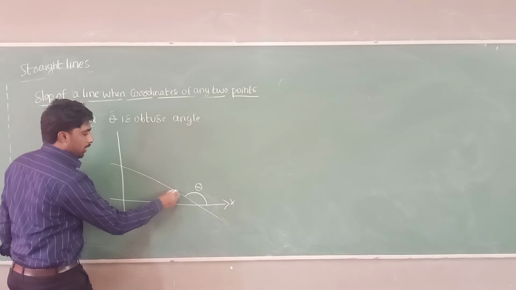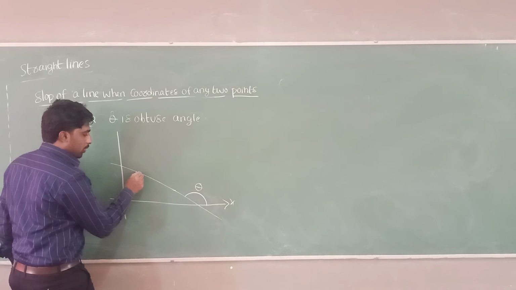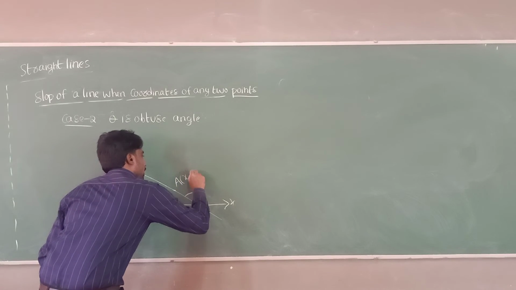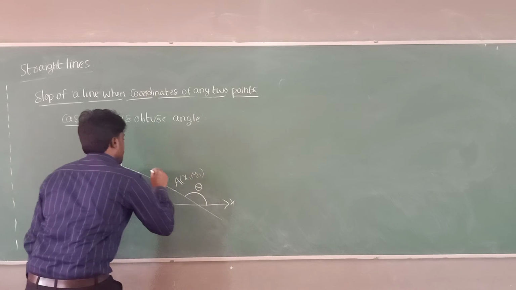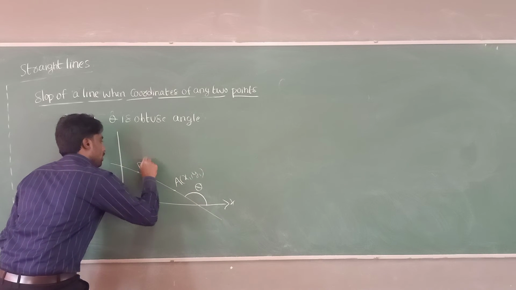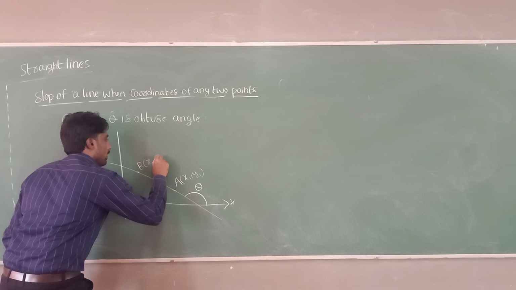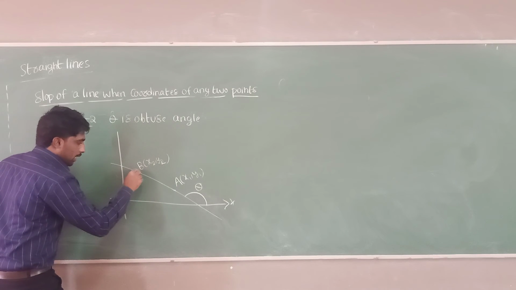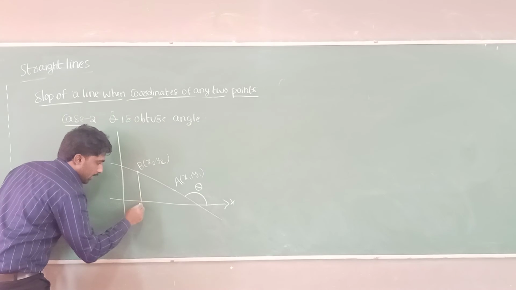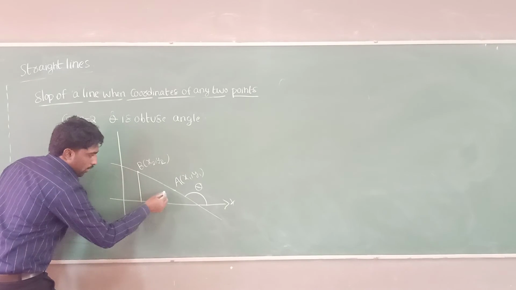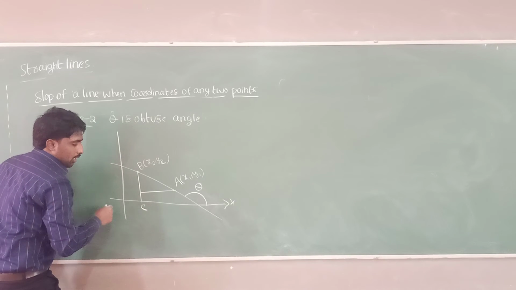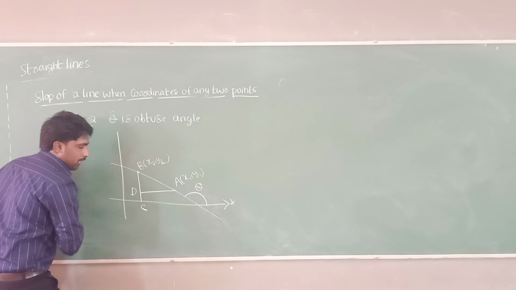Now this is the point A and this is the point B. All of you note down. This is point A, x1 comma y1. This is point B, x2 comma y2. If I draw a foot of the perpendicular to the x-axis, it intersects at point C. From point A, if I draw a foot of the perpendicular to BC, it intersects at point D.